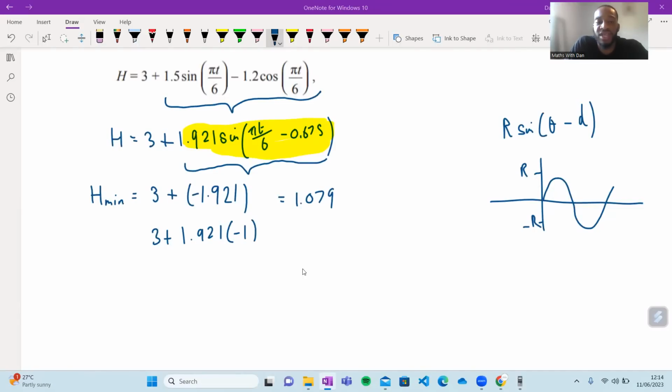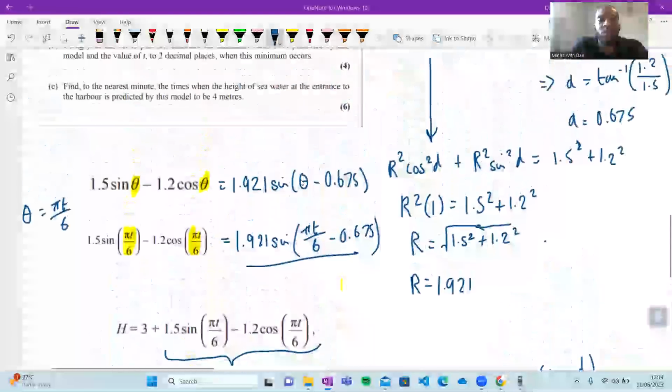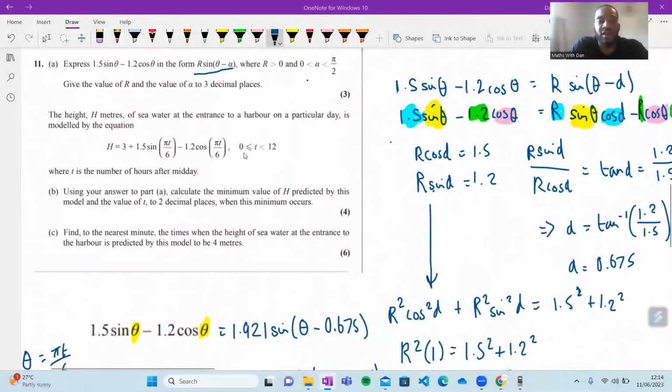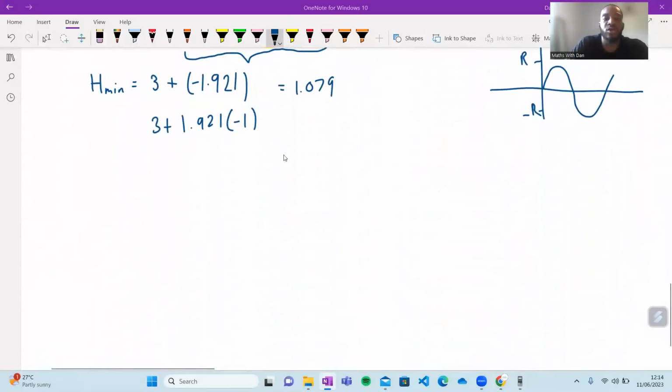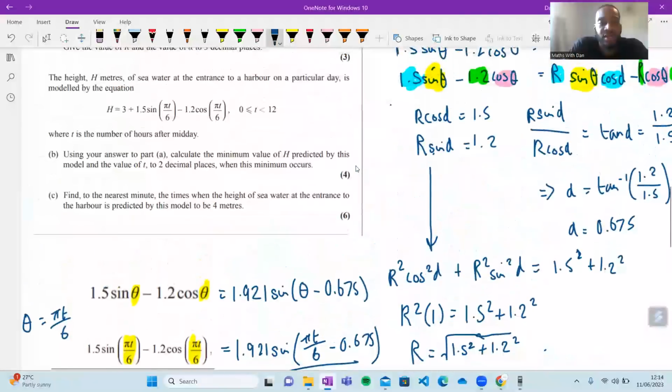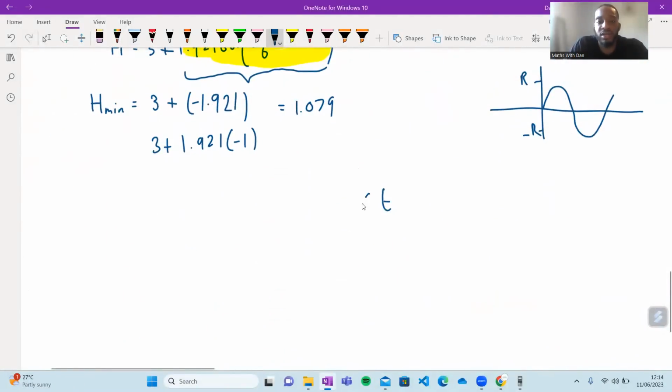Now we need to find the value of t. Remember, we're doing a trigonometric equation. We need to solve it. Remember our boundaries. It's between 0 and 12 for t. Is it inclusive? Doesn't really matter, to be fair. No, it's not. Just always remember this, especially when you're dealing with trig. So we need to find the value of t when this occurs.